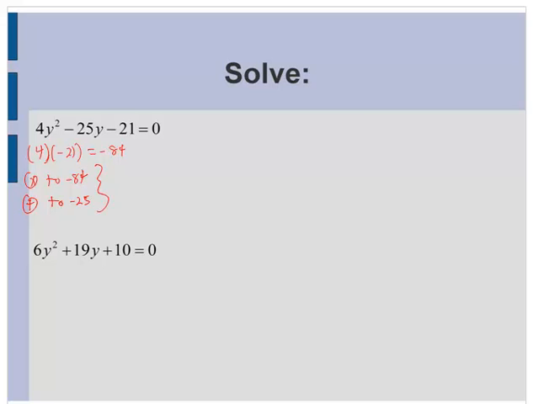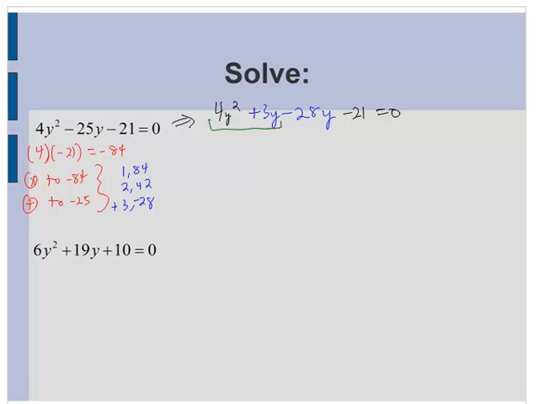All right, so let's find that pair of numbers. 1 and 84, 2 and 42, 3 and 28. 3 and 28 will work. I need a positive 3 and a negative 28. So I would have 4y squared plus 3y minus 28y minus 21 equals 0.